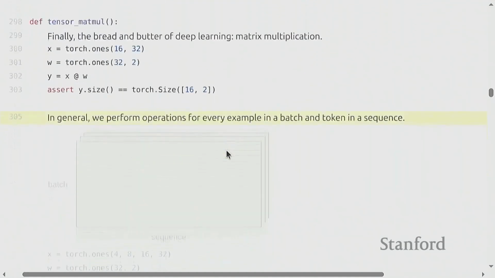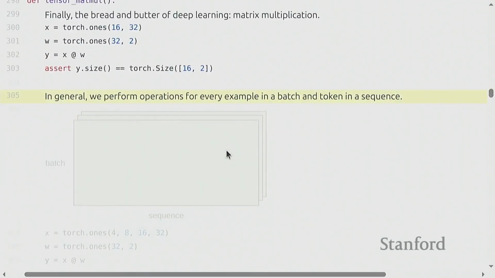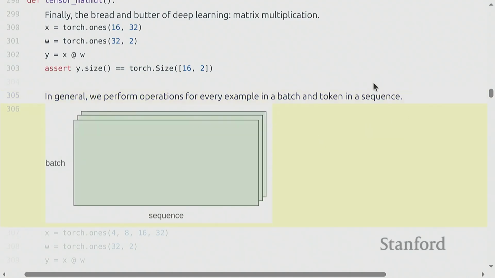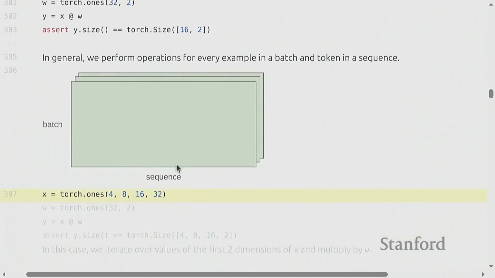But in general, when we do our machine learning applications, all operations you want to do in a batch. And in the case of language models, this usually means for every example in a batch and for every sequence in a batch, you want to do something. So generally what you're going to have instead of just a matrix is a tensor where the dimensions are typically batch, sequence, and then whatever thing you're trying to do. In this case, it's a matrix for every token in your data set.